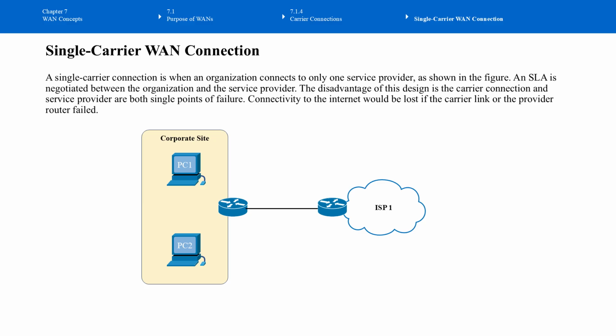The disadvantage of this design is that the carrier connection and the service provider are both single points of failure. Connectivity to the internet will be lost if the carrier's link or the provider router fails.